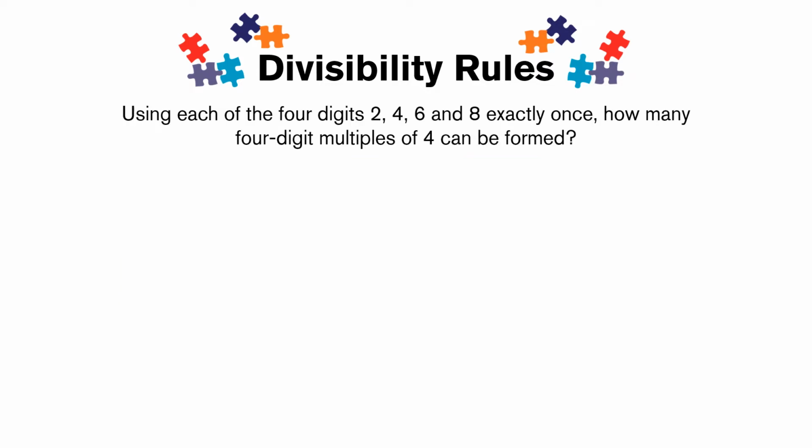So our first problem says, using each of the 4 digits 2, 4, 6, and 8 exactly once, how many 4-digit multiples of 4 can be formed? So the divisibility rule for 4 tells us that we only need to look at the number formed by the last 2 digits. It doesn't matter how many digits precede those last 2, as long as they're divisible by 4, the entire number will be divisible by 4.